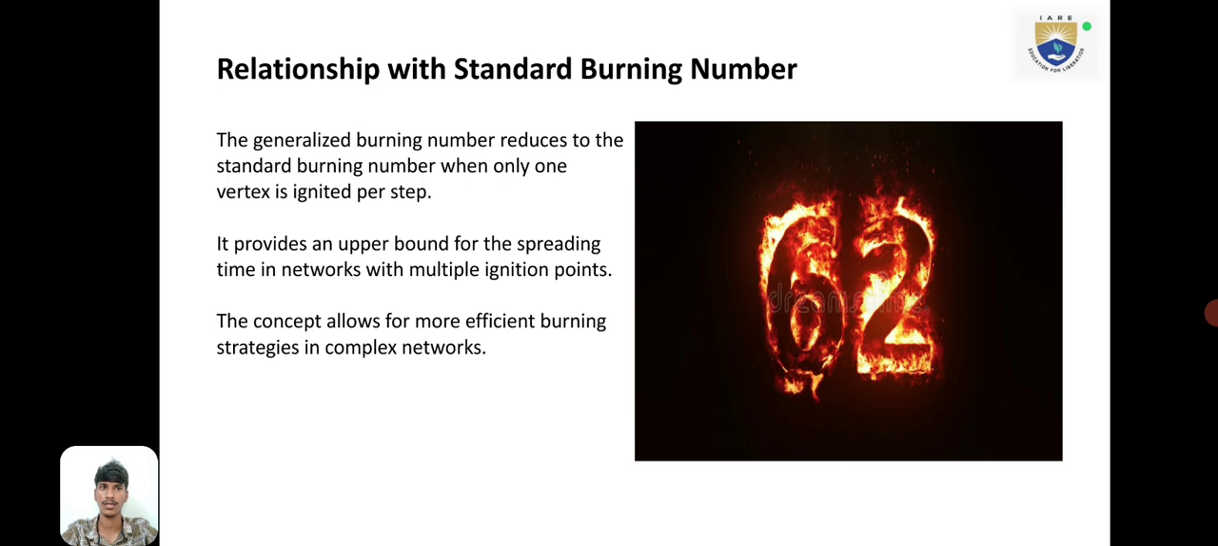Relationship with standard burning number. The generalized burning number reduces to the standard burning number when only one vertex is ignited per step. It provides an upper bound for the spreading time in networks with multiple ignition points. The concept allows for more efficient burning strategies in complex networks.